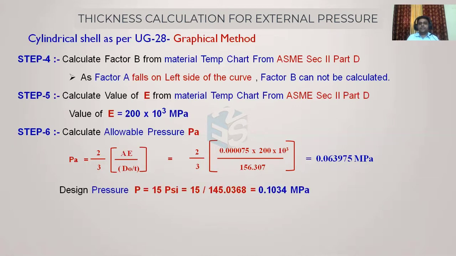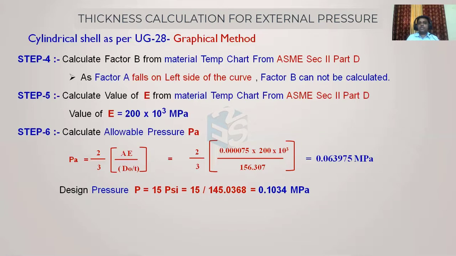Now what is our design value? 15 psi. So let's convert 15 psi to MPa. How to convert? With the help of the conversion factor. What is the conversion factor for this? It is 145.0368. This is the value by which we need to divide the psi value to get the value in MPa. So 15 divided by 145.0368 will give us the value of 0.1034 MPa.